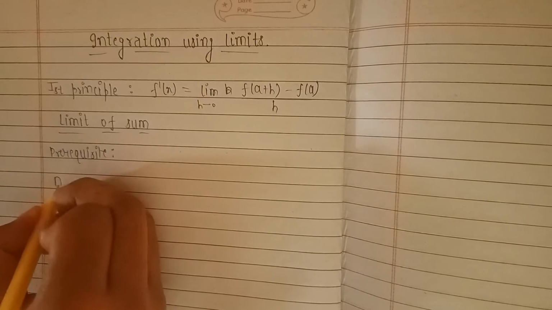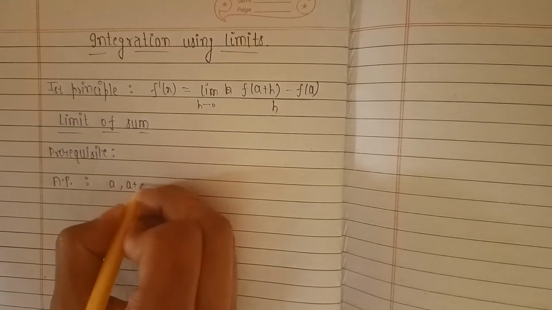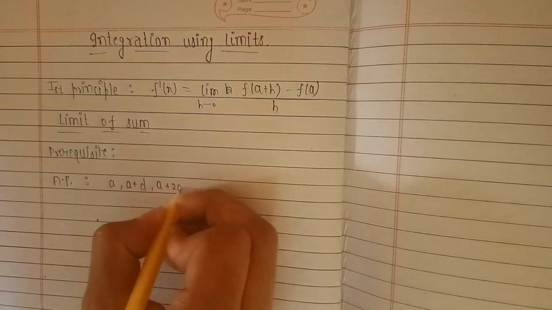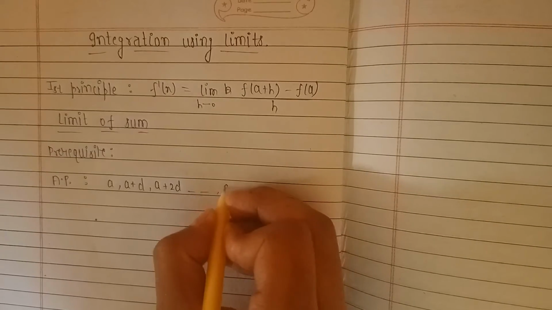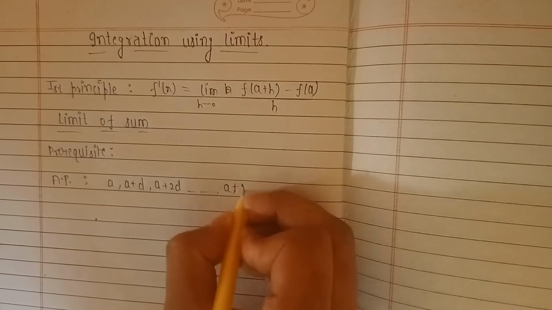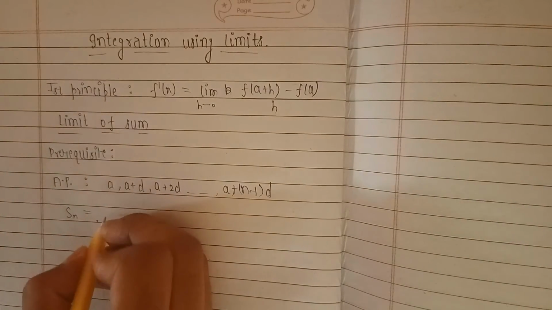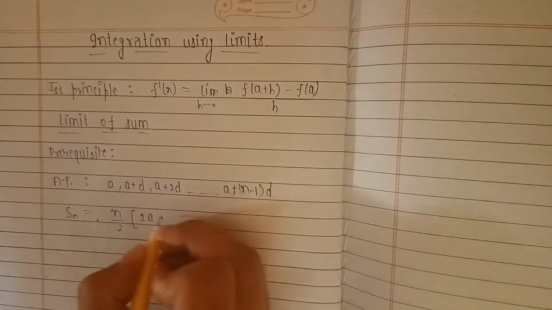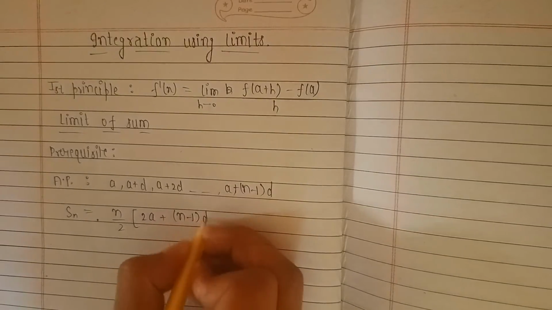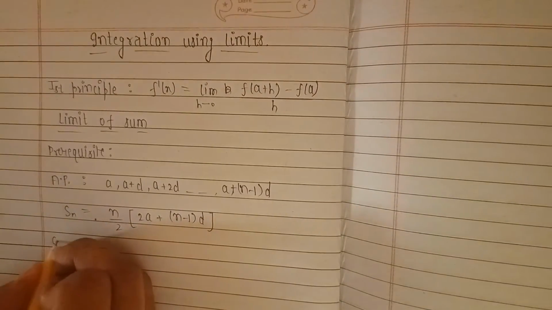For this we need some prerequisites which I would like to tell you earlier. AP, you all know what is an AP. A plus D, A plus 2D is a series which has a common difference, and the nth term is A plus n minus 1 into D. So the sum of n terms of an AP we all know is n by 2, 2A plus n minus 1 into D.